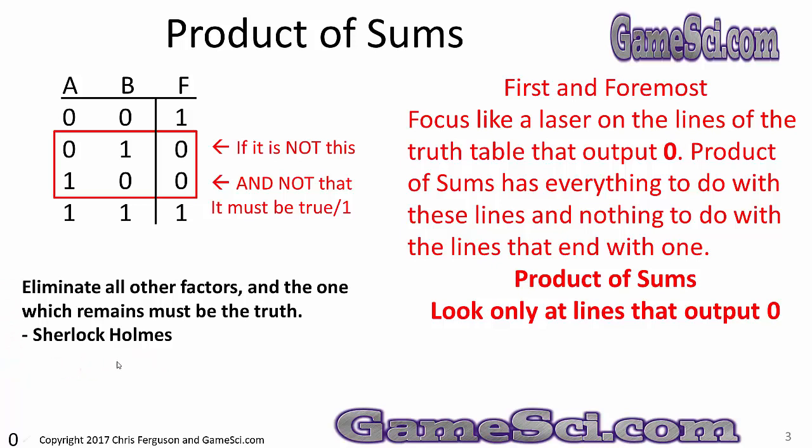What we're doing is the opposite of sum of products. Look at this line. If it's this or that, it must be a 1. Product of sums goes the opposite way and says if it's not this and it's not that, the output must be 1.